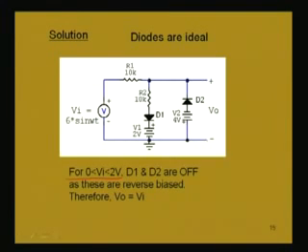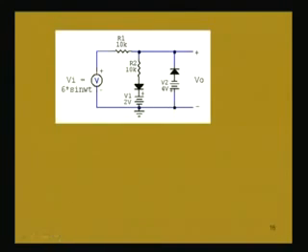What will be the output voltage? Output voltage is exactly equal to the input voltage, since these are ideal diodes. There is no voltage drop in the diode as well as no resistance. So, output voltage will be equal to input voltage for the portion when input voltage is less than 2 volt.